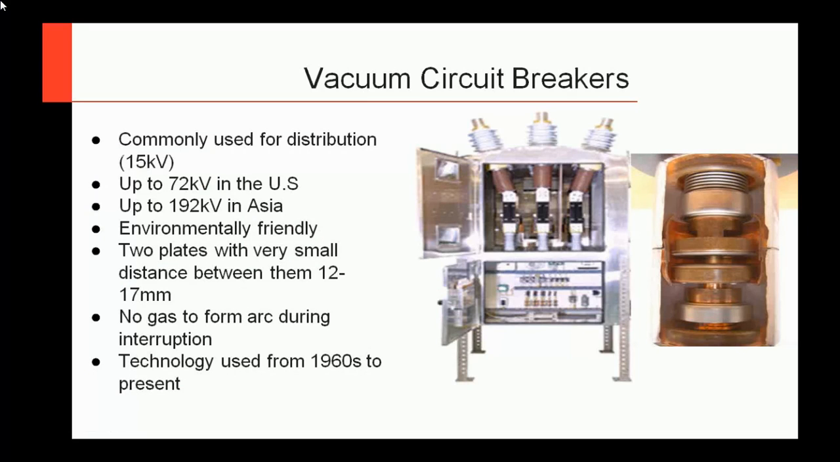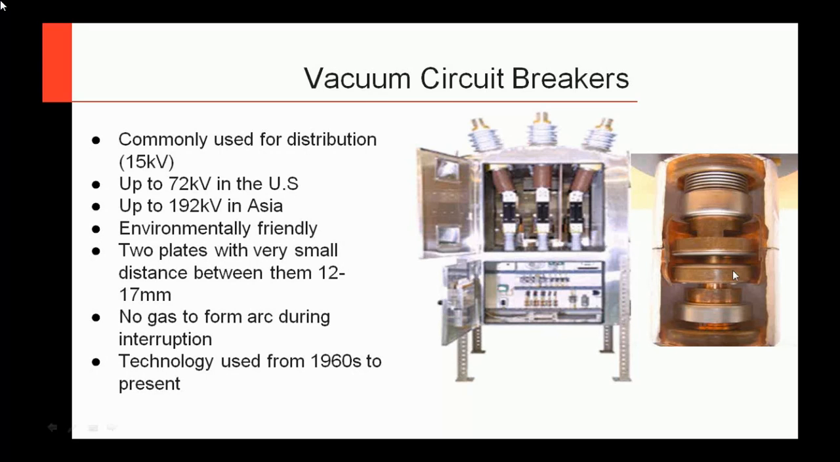So let's talk about the different types of circuit breakers out there. One of the most common types, especially for distribution voltages, is your vacuum circuit breaker. Now recently, these circuit breakers have increased up to about 72 kV in a dead tank design in the US, and in a live tank design, you'll see up to 192 kV over in Asia. One of the reasons that they're trying to increase the voltage here is, of course, these are a lot more environmentally friendly, but generally in the US, you'll see them just for distribution around 15 kV or so.